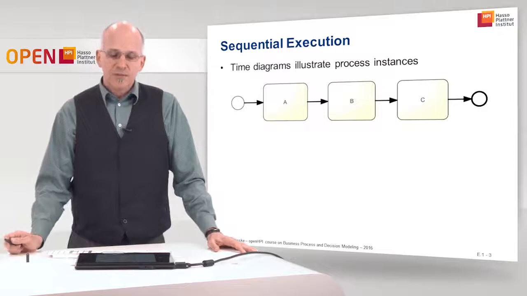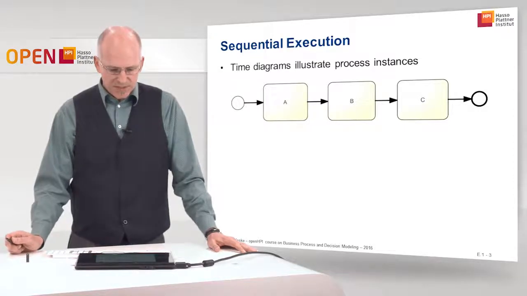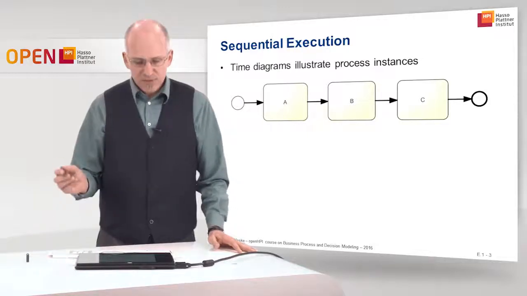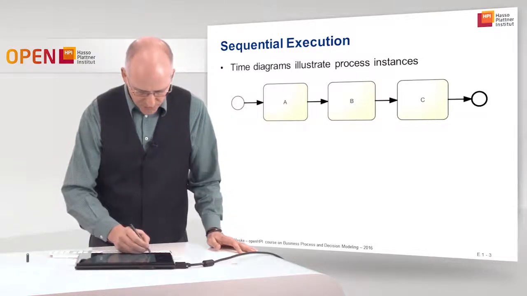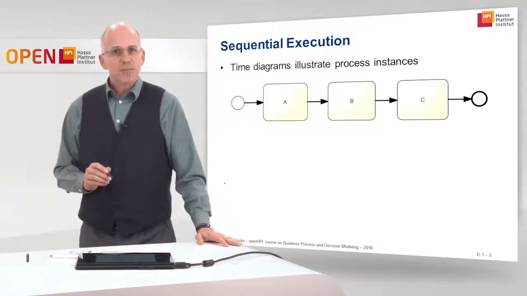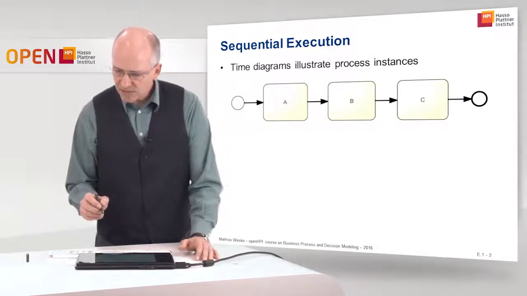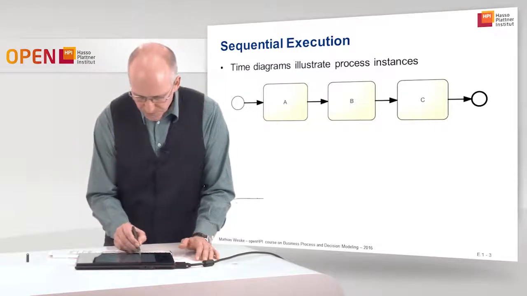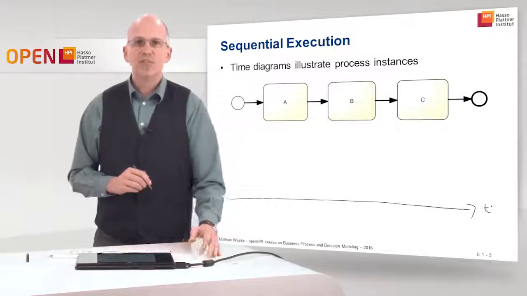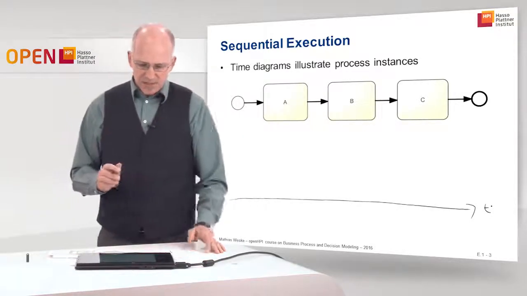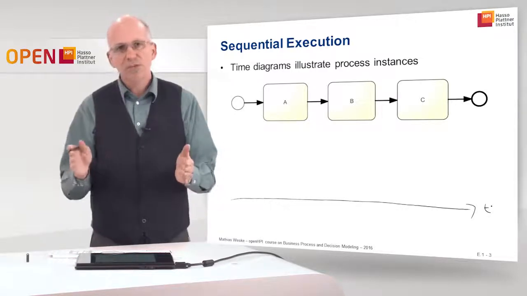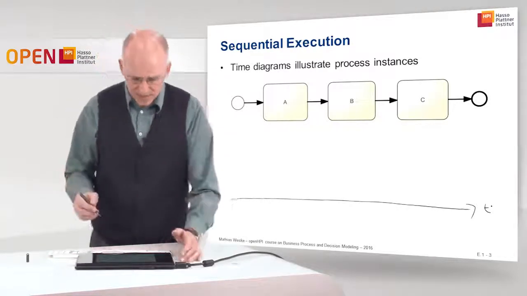Still, we can further illustrate sequential executions using time diagrams. And I would like to introduce now the concept of a time diagram by the following sketch. So in time diagrams, time proceeds from left to right. So time t proceeds from left to right. And on this time axis, we can capture the duration of the activities A, B, and C.